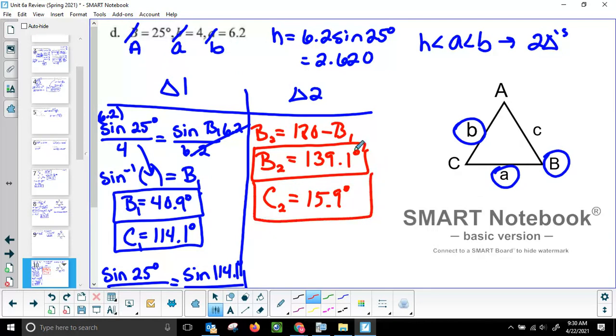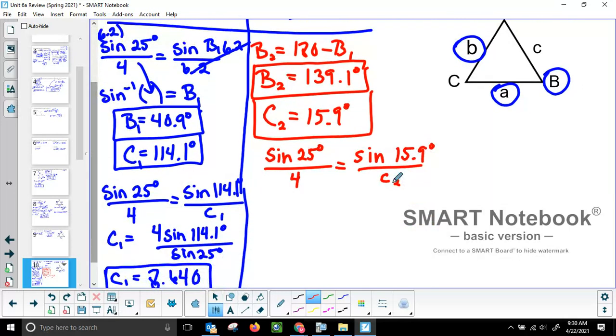And then we use the law of sines one more time. So we are going to say, again, sine of A over A, since that's what's given to us. So sine of 25 degrees over 4 is equal to sine of C, which is 15.9 degrees, over little c2. So again, I'm going to cross multiply and divide by the sine of 25. So c2 will equal 4 times the sine of 15.9 over the sine of 25.